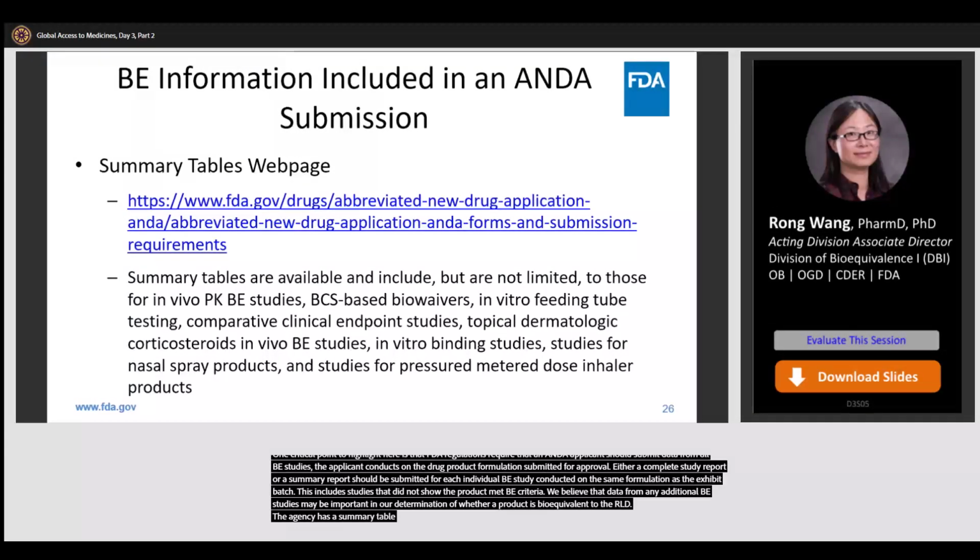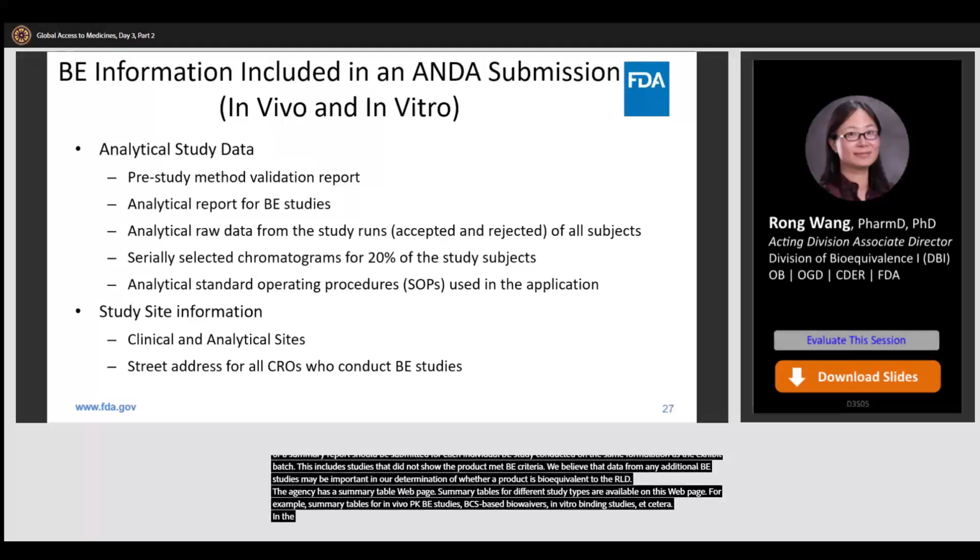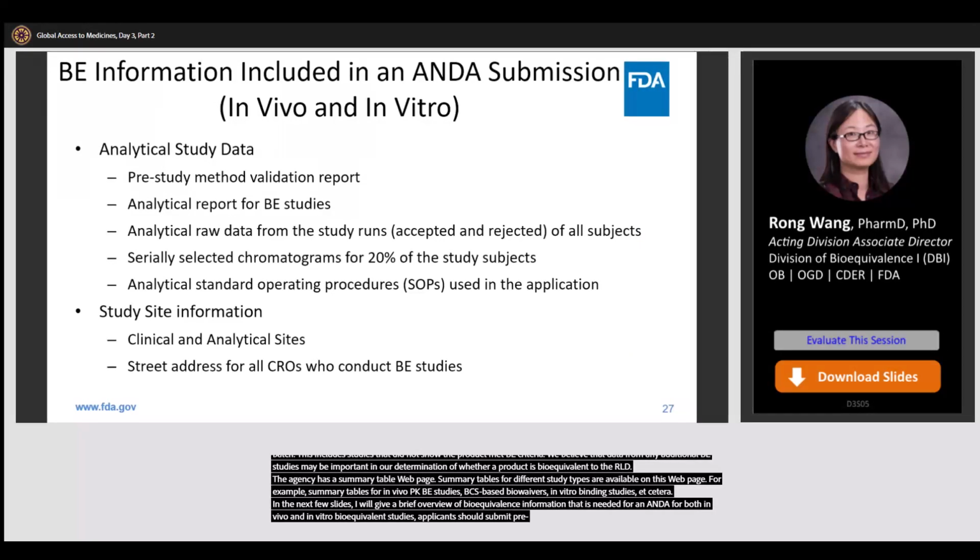The agency has a summary table webpage. Summary tables for different study types are available on this webpage. For example, summary tables for in vivo PK/BE studies, BCS-based biowaivers, in vitro binding studies, etc. In the next few slides, I'll give a brief overview on bioequivalence information that is needed for an ANDA. For both in vivo and in vitro bioequivalence studies, applicants should submit a pre-study method validation report and an analytical report for BE studies.